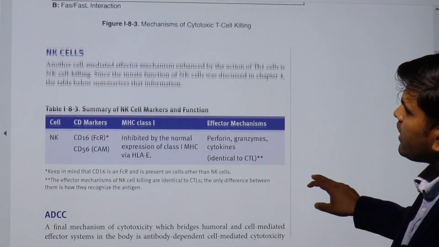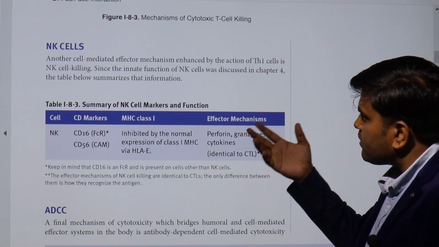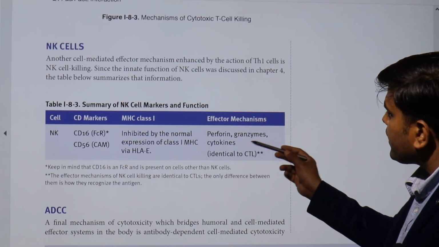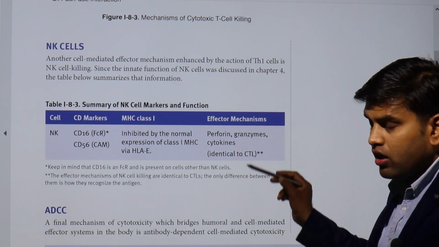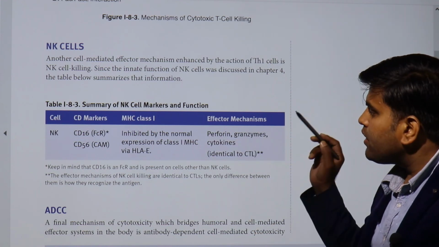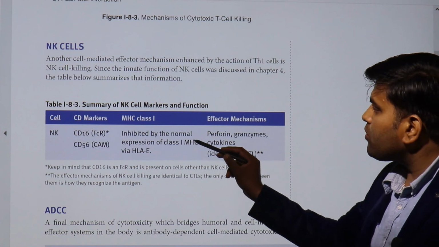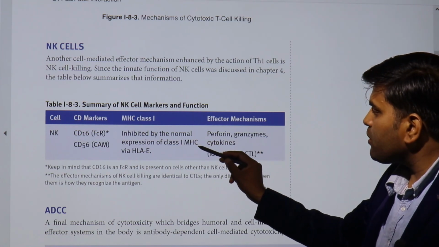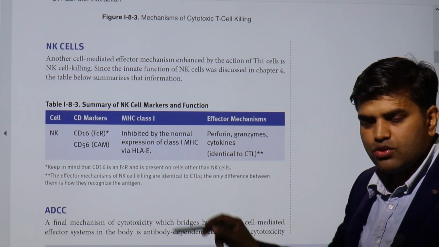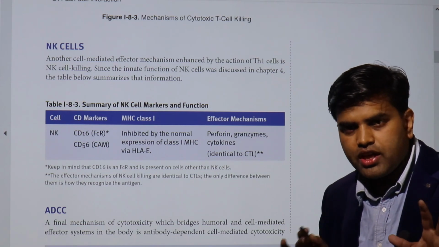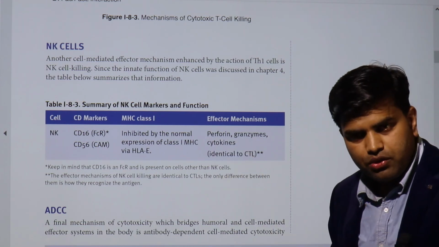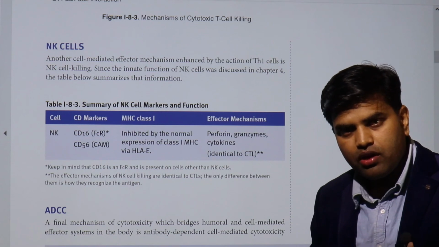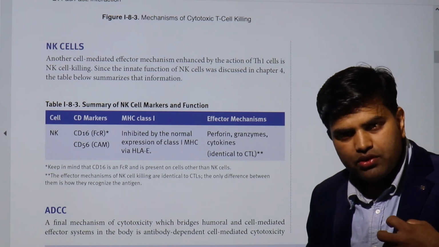We have discussed the NK cell. The NK cell uses the same mechanism. It also releases perforin and granzyme, but it is inhibited by normal expression of MHC class 1 via HLA-E. So if there is normal MHC class 1, this NK cell will not kill. But what will happen if there is an abnormality, such as intracellular pathogen infection?